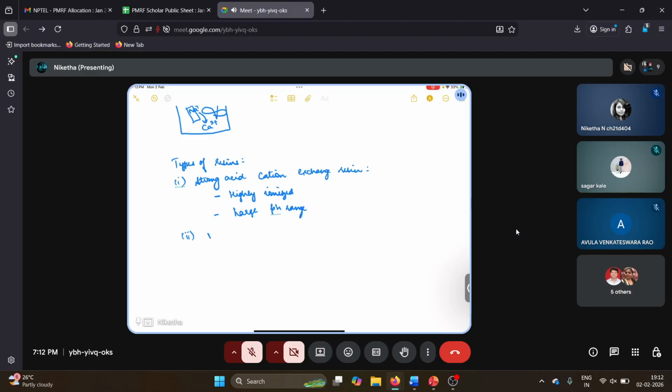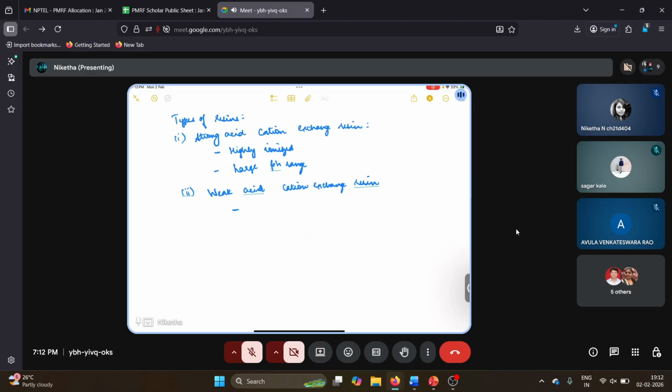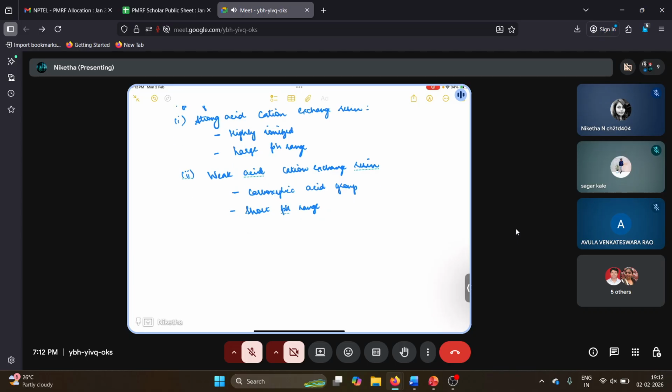And the second one is the weak acid cation exchange resin. So here, mostly it is having carboxylic acid group. So that is why the name is weak acid cation exchange resin. And the pH range for operating is also short. And mostly it doesn't work in acidic pH.